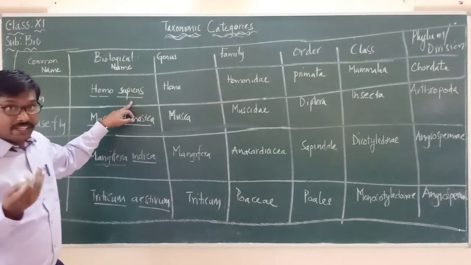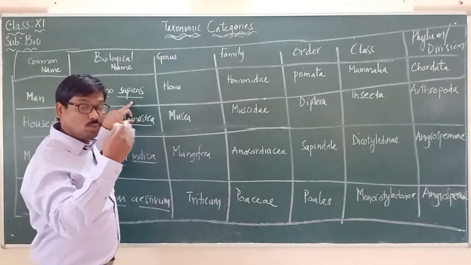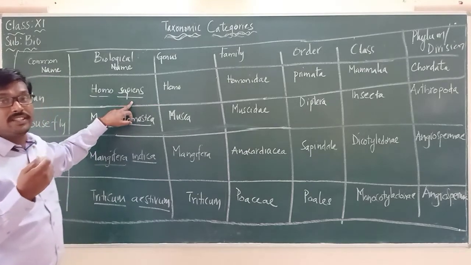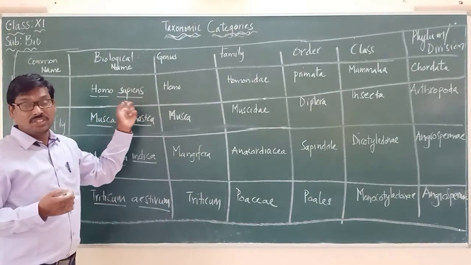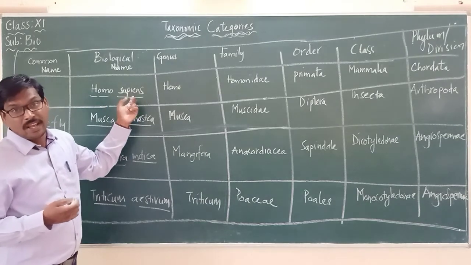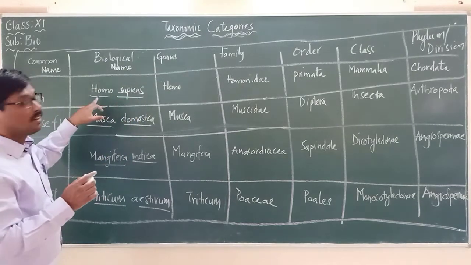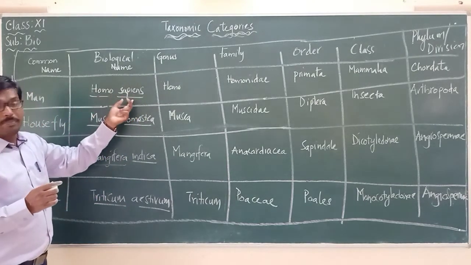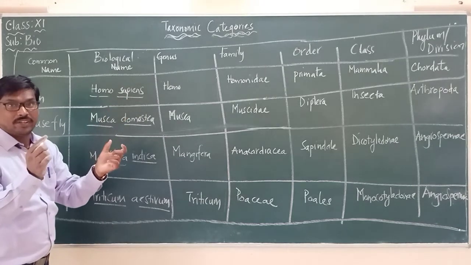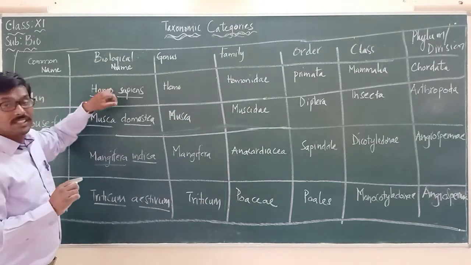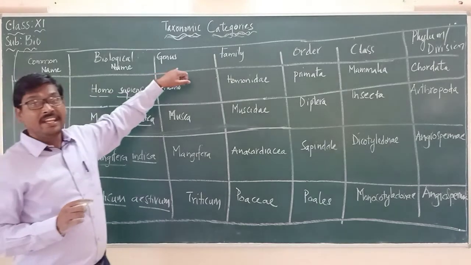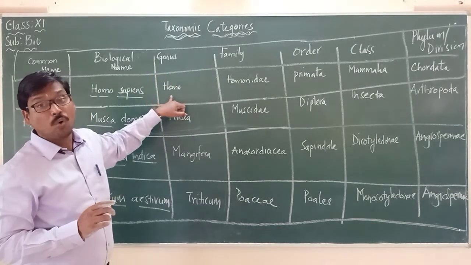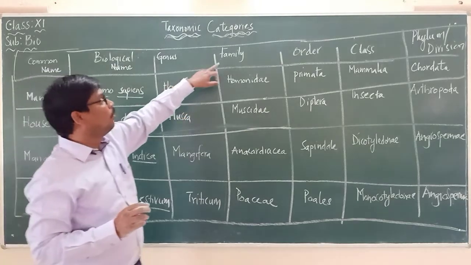According to the binomial nomenclature given by Carolus Linnaeus, we studied that a scientific name has two words, genus and the specific epithet, and it should be underlined when you are writing. So here Homo sapiens is underlined separately. This is the biological name of man, and he belongs to the genus Homo.